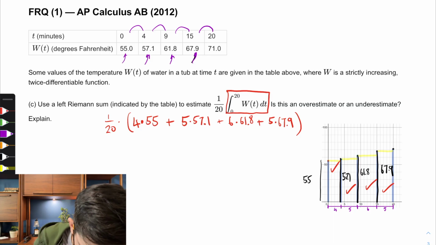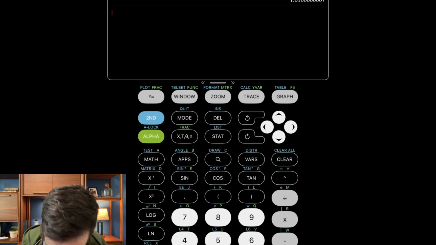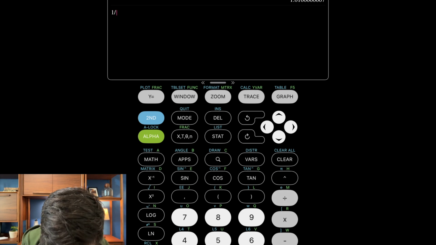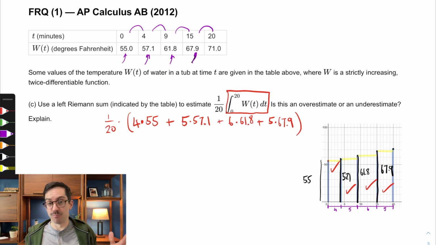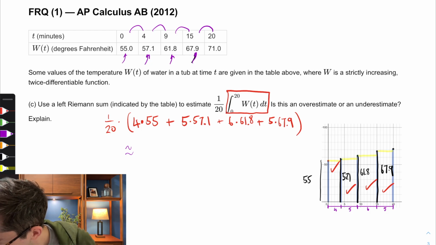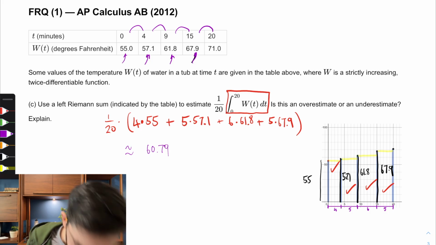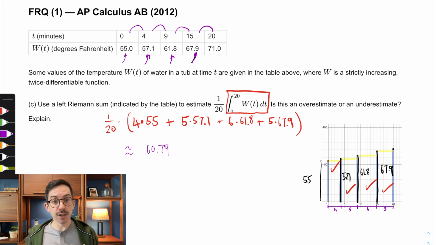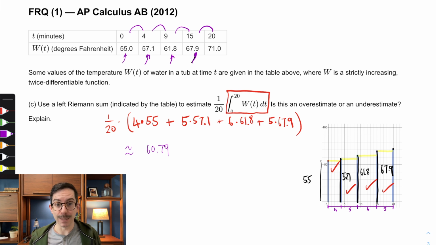Now, if we actually type this into our calculator, I could set this up as 1 over 20 times, and then type in my big long sum there. But in the interest of time, I'll just take it for granted. This is going to be roughly equal to, and I have it over here to the side, roughly 60.79. That's the value of the Riemann sum, and so that's approximating the value of 1 over 20 times this definite integral. So we've got that done.